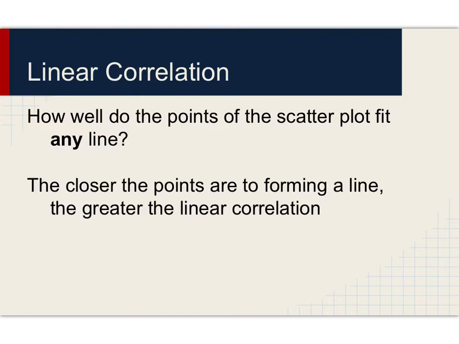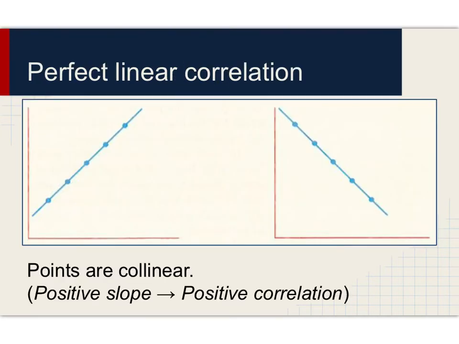But in a general sense, the question is, how well do the points of the scatter plot fit any line? The closer the points are to forming a line, the greater we say their correlation is, or specifically their linear correlation. If we're trying to find a line, we call it linear correlation. In the ideal case, the points form a line perfectly, and we would call that perfect linear correlation. We're not typically that lucky.